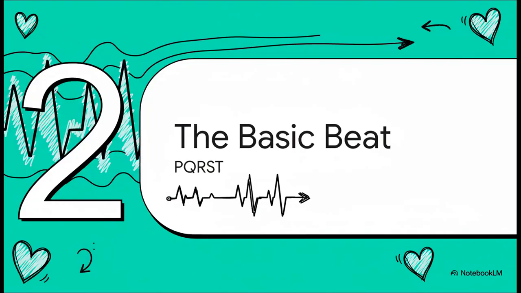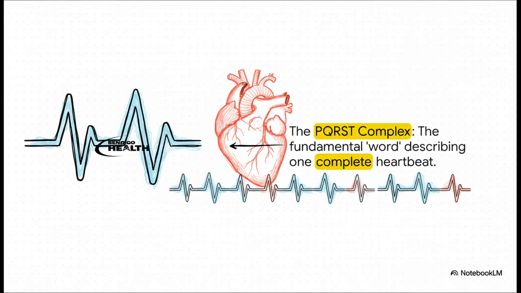Okay, so we've got the alphabet down. That's the grid. Now it's time to learn the most important word in this entire language. This one word describes a single complete heartbeat. And this is it. The PQRST complex. Every time your heart beats normally, it writes this signature. It's the absolute core of every ECG. Once you can read this single word, you are well on your way to understanding the whole story.